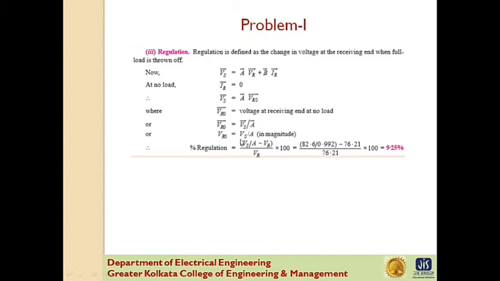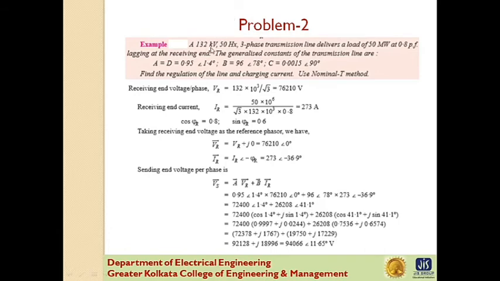Now VR0 is equal to Vs by A in magnitude, and the receiving end voltage at no load minus the receiving end voltage at full load, divided by the receiving end voltage at full load, into 100, is our percentage regulation. So we put the values of Vs, A, VR, and we get the percentage regulation equal to 9.25%.